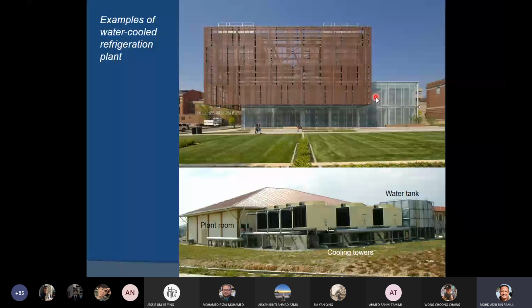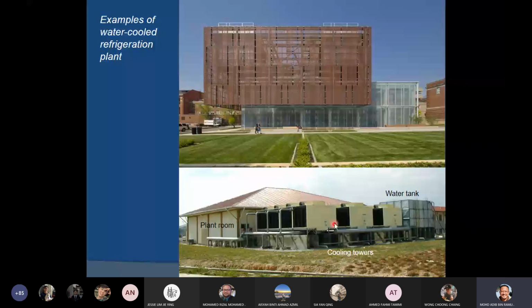But this is overseas, and the one at the bottom is a typical plant room that you can normally see in government buildings. Usually it's located right in the middle of somewhere, and then you can see clearly the cooling tower, water tank, and so on.